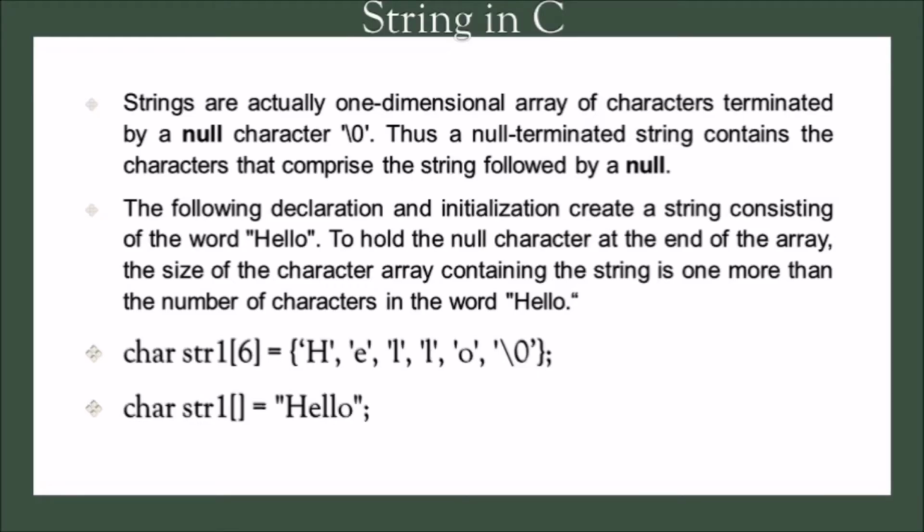So basically strings are one-dimensional arrays of characters terminated by a null character, \0. Thus a null terminated string contains the characters that comprise the string followed by a null. So a string is nothing but a one-dimensional array of characters. But the main difference between a one-dimensional array and a one-dimensional array of characters is that here it is terminated by the null character, which is nothing but \0.